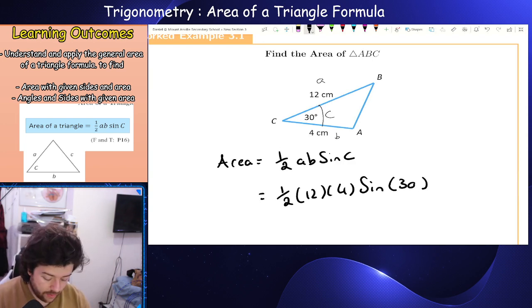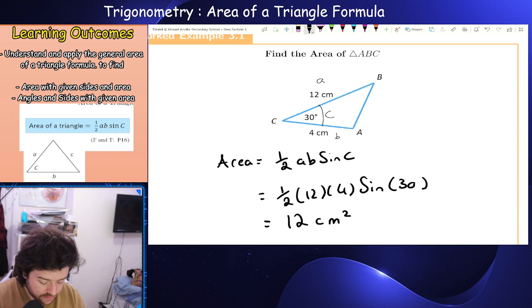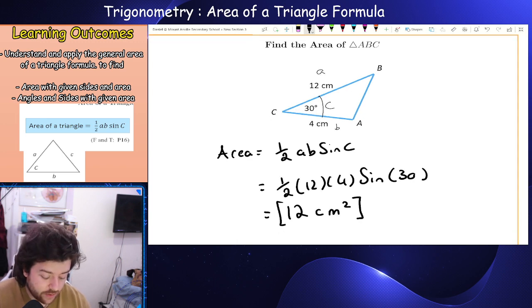So let me put this in my calculator now. I think sine 30 breaks up into a half, I believe. Yes. So I'm going to have here a half times 12 times 4 times sine 30, which is going to be 12 centimeters squared. And that is going to be my area. Let me just double check. Yes, it is. So that's the area of this triangle, 12 centimeters squared. And that's it. All you need are two sides and the angle between them.